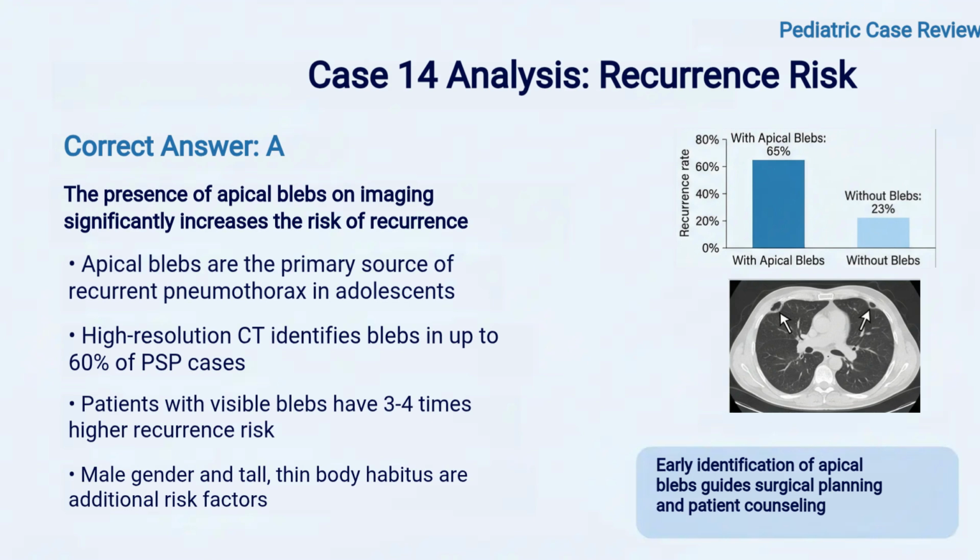Patients with visible blebs on imaging have 3 to 4 times higher recurrence risk compared to those without blebs. High-resolution computed tomography identifies blebs in up to 60% of primary spontaneous pneumothorax cases. The recurrence rate with apical blebs is approximately 65% compared to 23% without blebs. Male gender and tall, thin body habitus are additional risk factors. Early identification of apical blebs on computed tomography guides surgical planning and patient counseling about activity restrictions and recurrence risk.